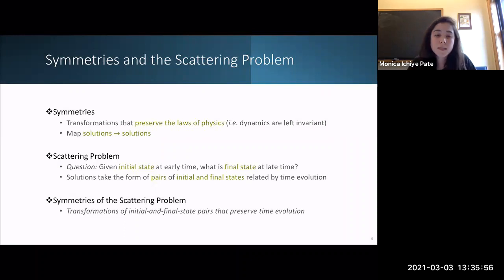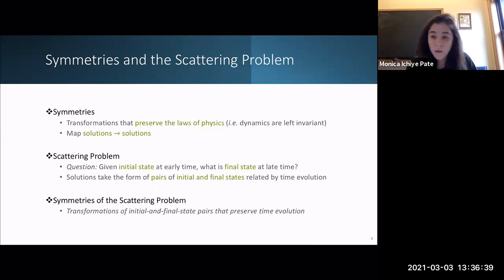Since the first part of this talk will be to explain the equivalence between Weinberg's soft graviton theorem and a statement of symmetry of the scattering problem, I find it useful to begin with a more abstract discussion of what symmetries mean in the context of a scattering problem. Generally, we can think of symmetries as transformations that preserve the laws of physics. In other words, they leave the dynamics invariant. In particular, this means that they map solutions to solutions. In this sense, symmetries are useful because if we have a set of solutions, we can obtain new ones by acting with the symmetry.